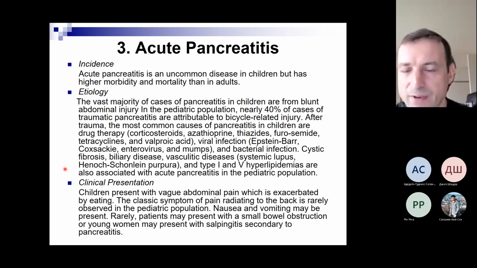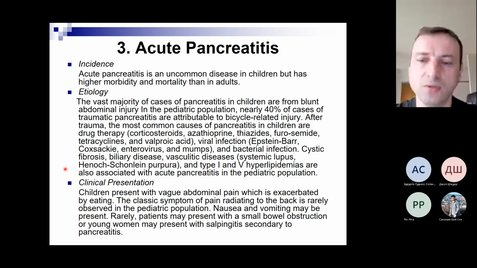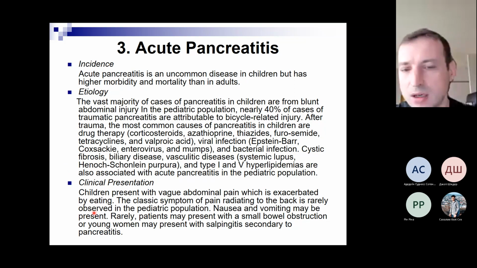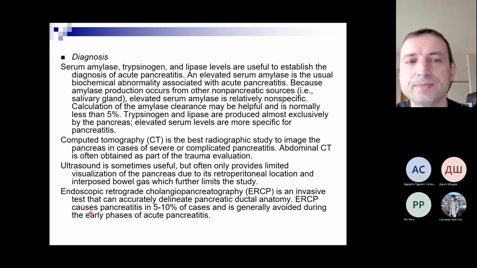Children present with vague abdominal pain, which is exacerbated by eating. The classic symptom of pain radiating to the back is rarely observed in the pediatric population. Nausea and vomiting may be present. Rarely, patients may present with a small bowel obstruction, or young women may present with salpingitis secondary to pancreatitis.